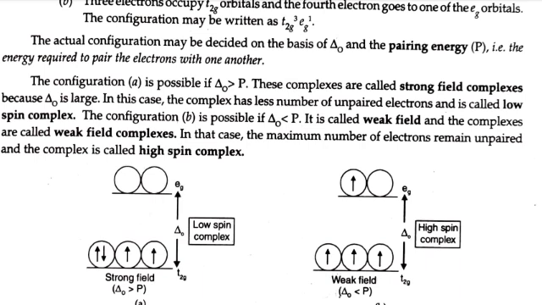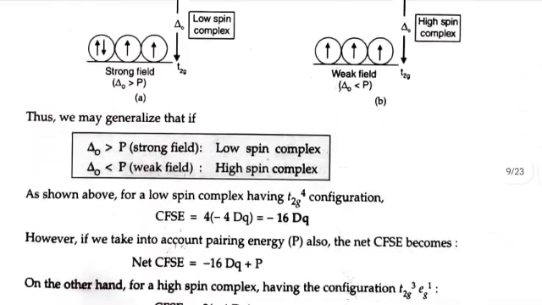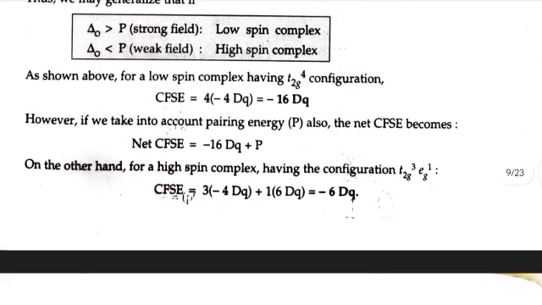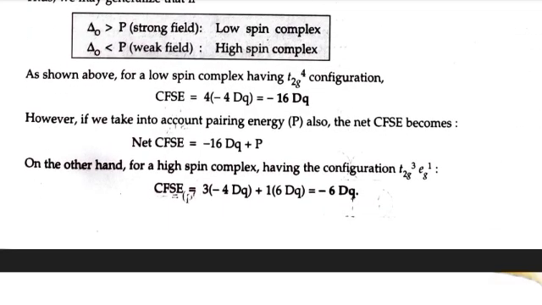Configuration B is possible if delta naught is less than the pairing energy. It is called weak field, and the complexes are called weak field complexes. In that case, the maximum number of electrons remain unpaired and the complex is called a high spin complex. As shown above, for a low spin complex having t2g^4 configuration, CFSE is equal to minus 16 Dq. However, if we take into account the pairing energy also, the net CFSE becomes minus 16 Dq plus P.